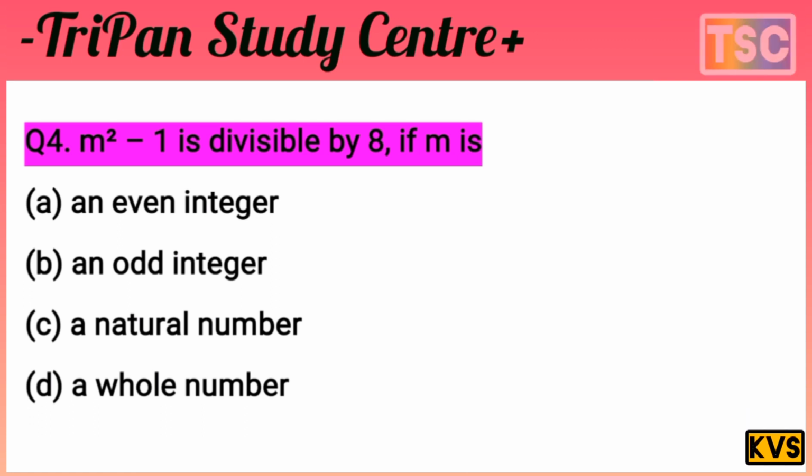M is odd. That's important. Odd integer is not applicable. A, whole numbers, is not applicable. And C, if you thought a C answer, a natural number, that's wrong, because 1 is plus. The answer is B, an odd number. The odd integer is the important answer. B is correct here. M squared minus 1 is divisible by 8 if m is an odd integer. And let's see the next question.